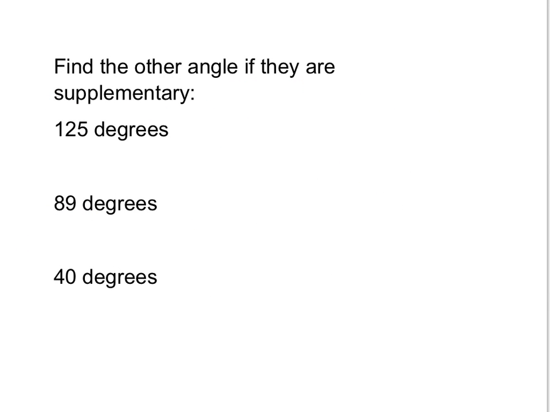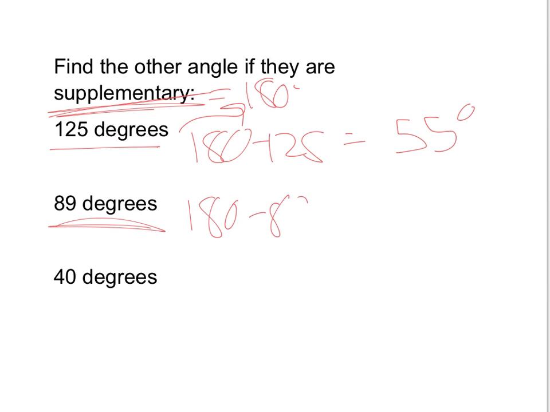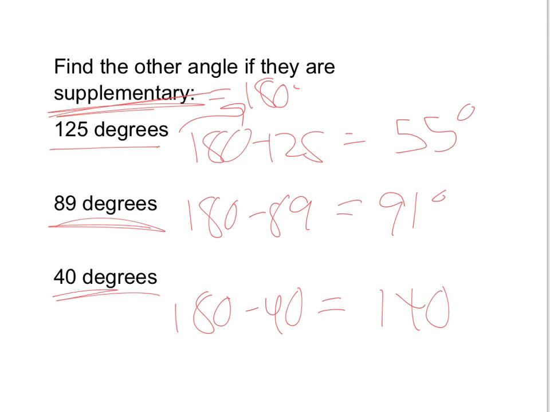Same idea, only difference is we're talking about supplementary this time, and we said supplementary means 180. So if one of our angles is 125 degrees and we're trying to get it to be supplementary to 180, we would just take 180 minus 125. In this case, we'd get 55 degrees. For our next one here, we'd take 180 minus 89 degrees, and we'd get 91 degrees. And our last one, we'd take 180 minus 40 degrees, so we'd get 140 degrees.